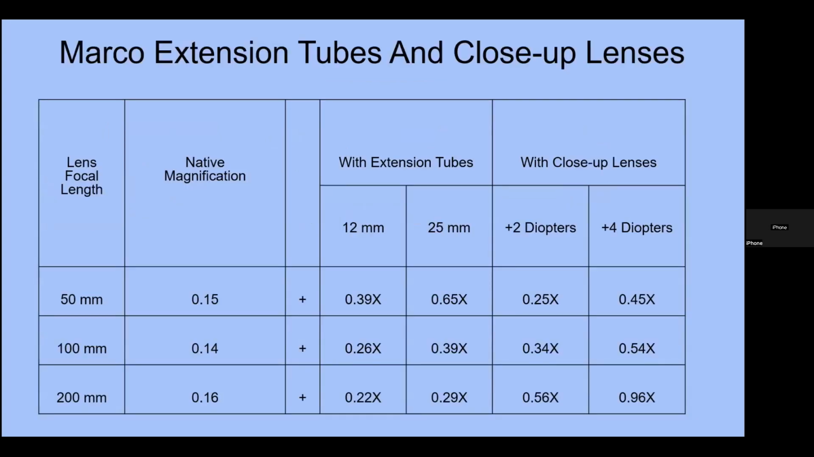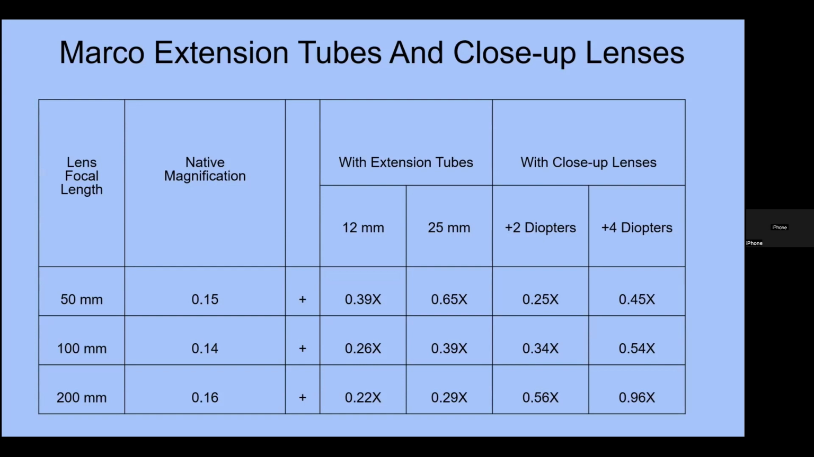Yeah, this is the chart I was talking about. It shows you that if you have a 50 millimeter lens and your native magnification, they all come out at about 0.15 to 0.16. All the lenses are like that in that millimeter range. So on the 50 millimeter, if you have a 25 millimeter extension tube, you can get 0.65. And at 200, you only get 2.9 because you're dividing 200 into 25 instead of 50 into 25.